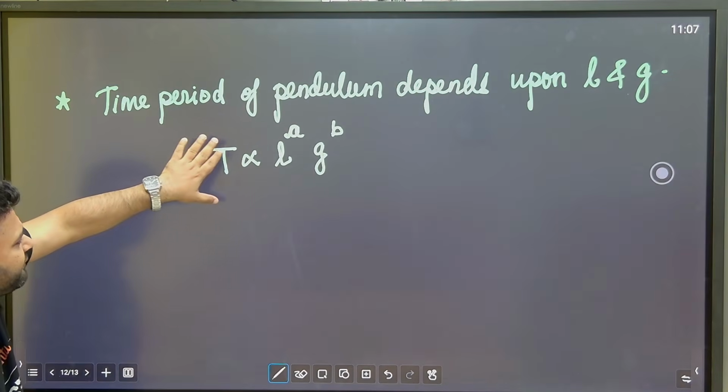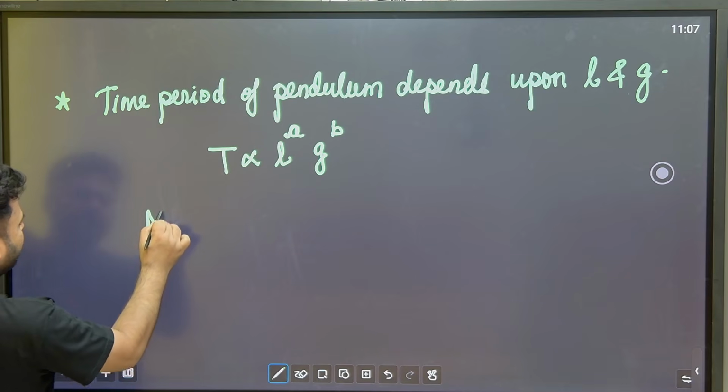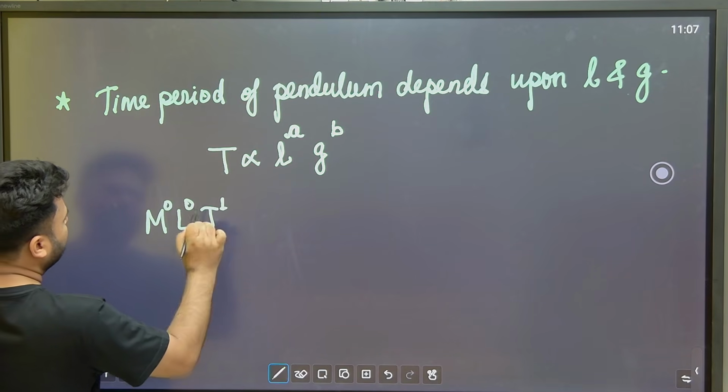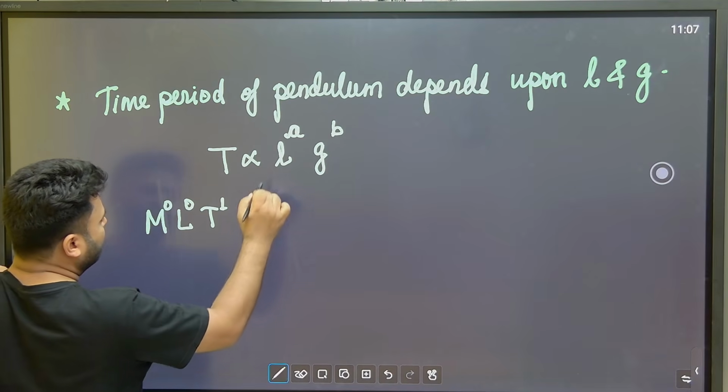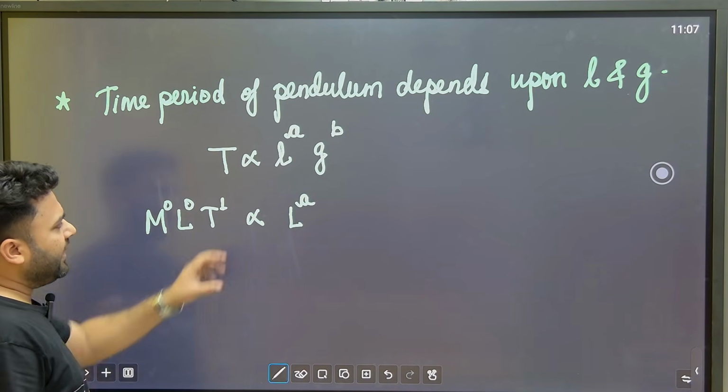Now, this side we have time. Time period means what? Time. So we can write M0. There is no mass, there is no length. Time is there, so T to the power 1 is directly proportional to length to the power a, and g.